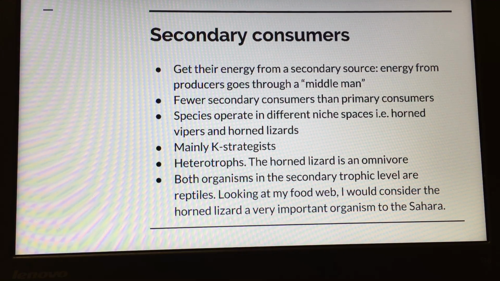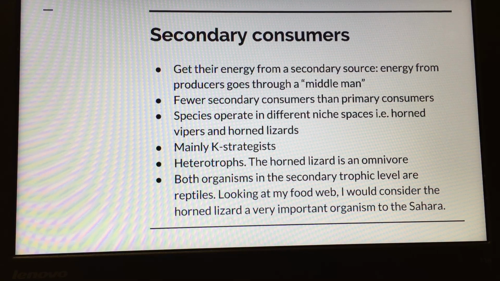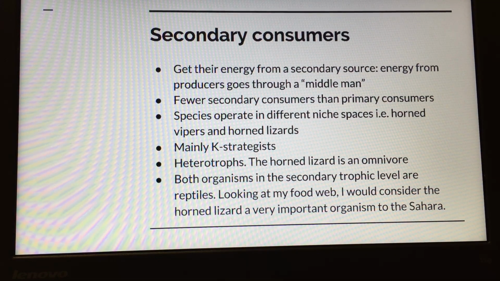All secondary consumers are heterotrophs. The horned lizard is an omnivore, and both organisms in the secondary trophic level are reptiles. Looking at my food web, I would consider the horned lizard a very important organism to the Sahara because it does receive energy and it does consume a lot of the organisms on my food web.